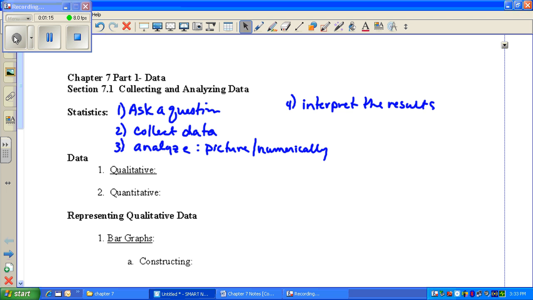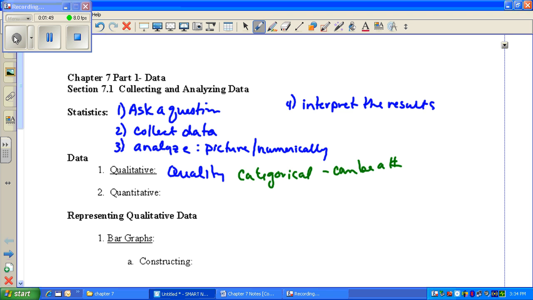Data then has two types. We have qualitative and quantitative. Qualitative, if you think, it is a quality. And a quality then is going to be what we consider a category. So we also refer to it as categorical data. Now, it doesn't always have to be a word like female, male, red, white, blue. It can be a number. But there's something specific about that number.